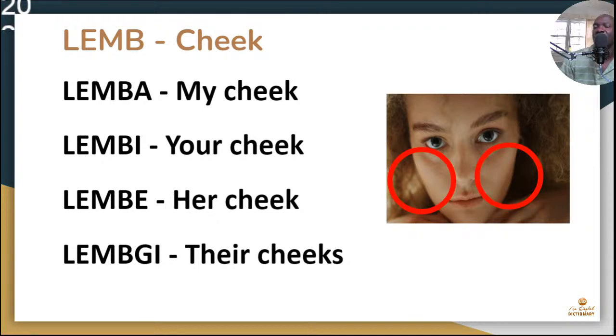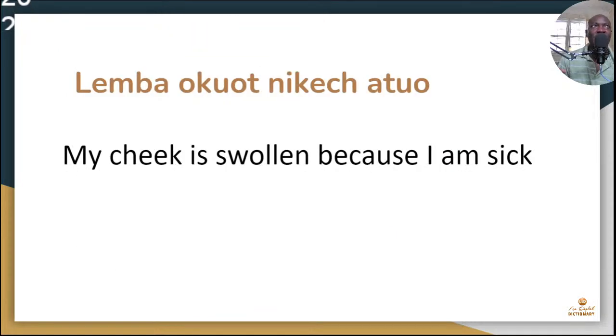In a sentence you can say limba okwot nikech atuo. I'll say that again. Limba okwot nikech atuo. So that means my cheeks are swollen because I'm sick.